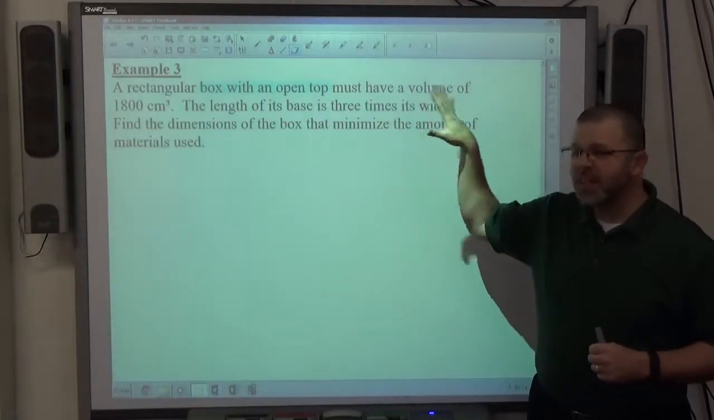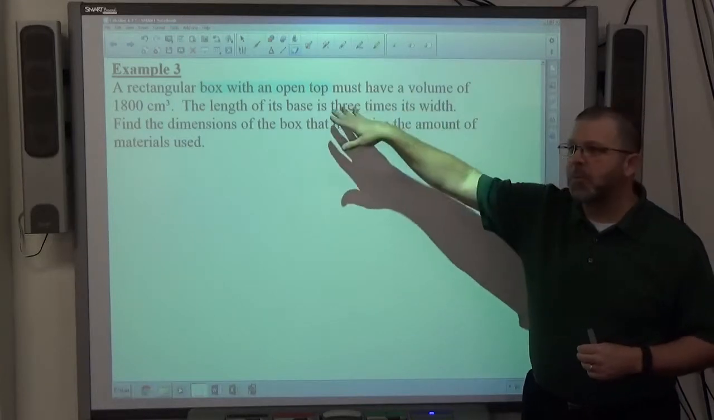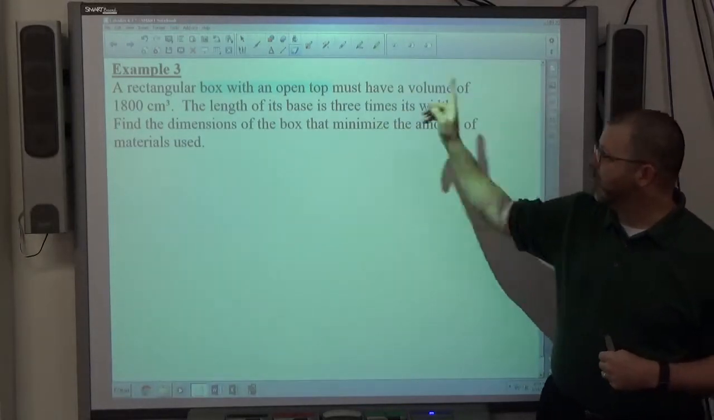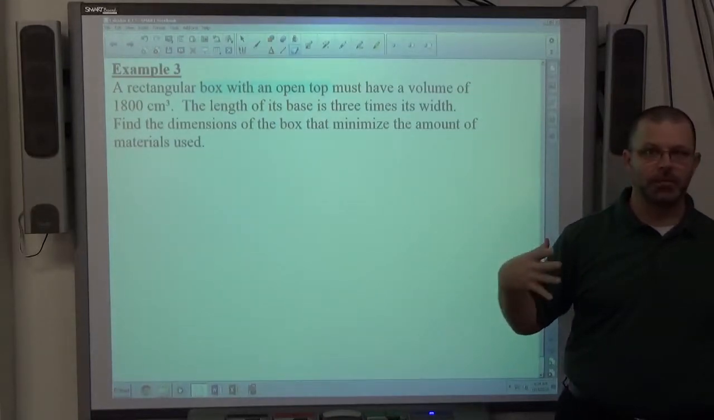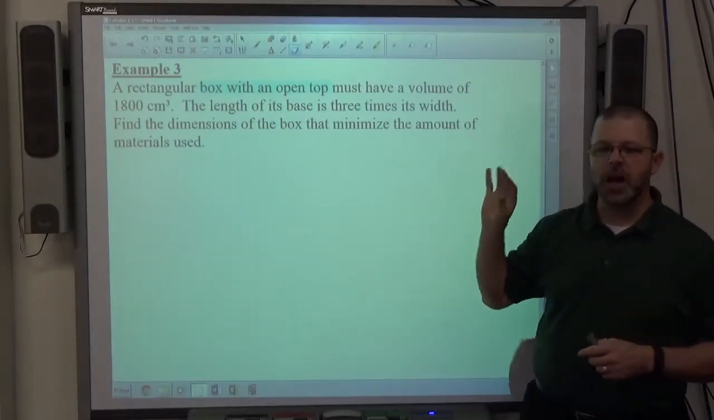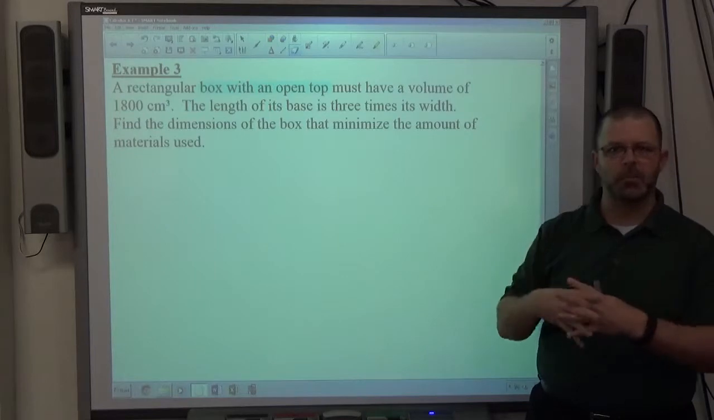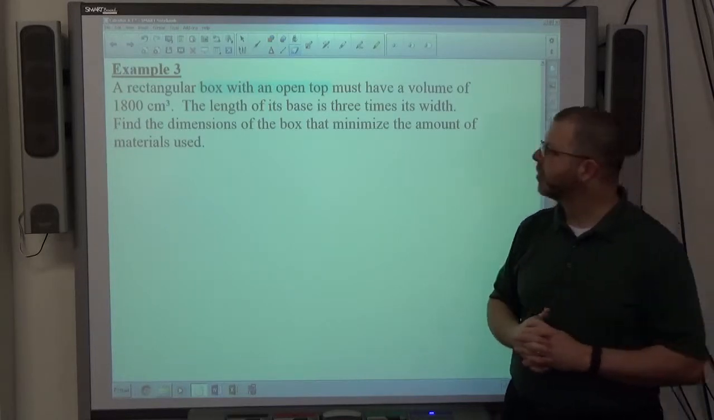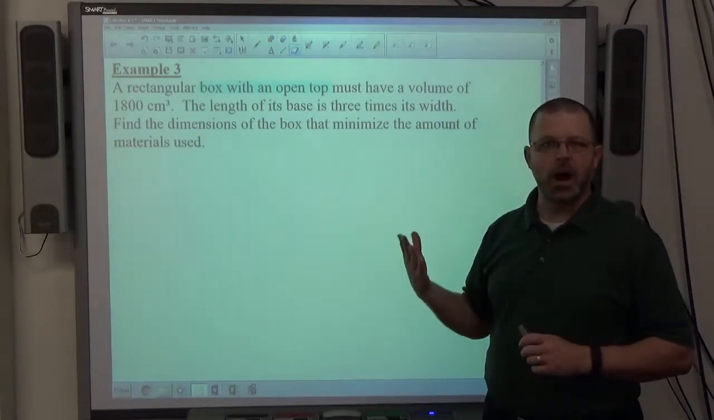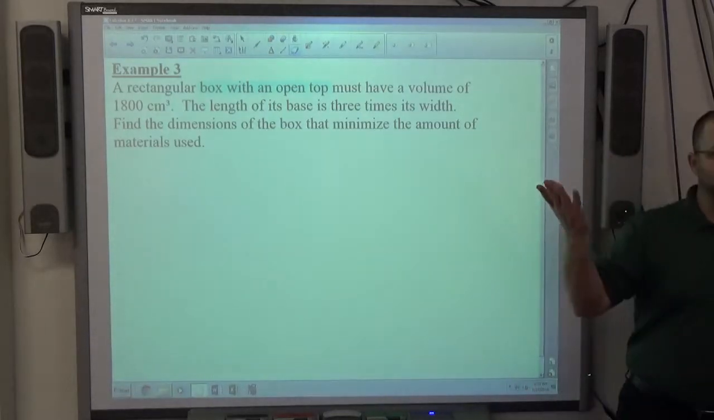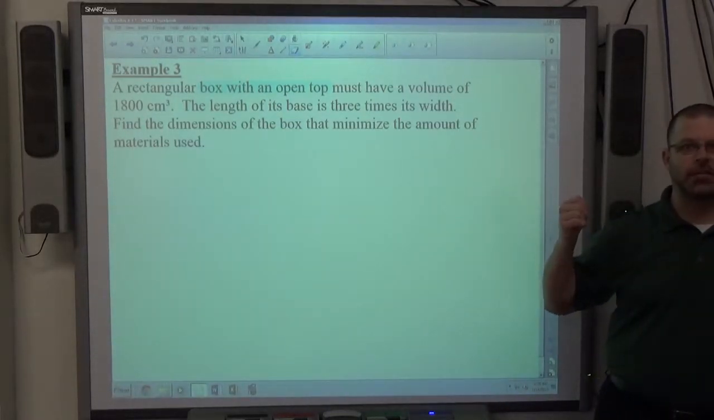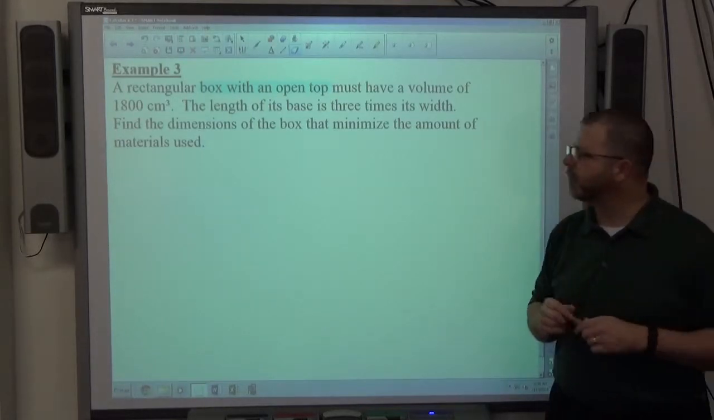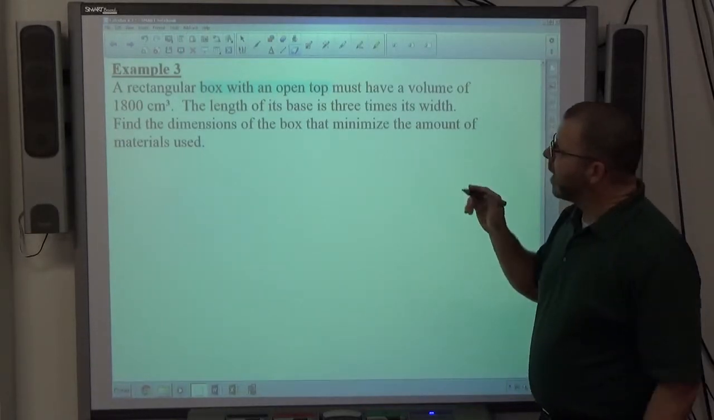But they a lot of times will do stuff. They'll have an open top, or the length of its base is 3 times its width, so now it can't be a cube, right? So it's got to be some rectangular solid. But they'll do the open top quite often just to make it a little bit more interesting. Sometimes with cost, they'll say that the cost of materials for the bottom is more than the cost of material for the sides. So they do that kind of stuff too. But anyway, rectangular box, open top.